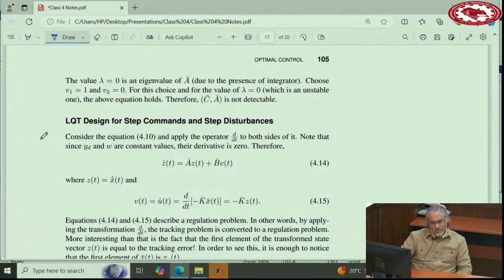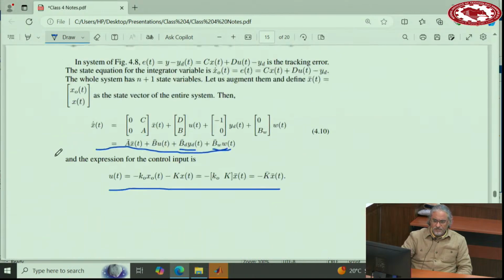Okay, yeah, it starts here. So this one. Now LQT designed for step commands, and we have different cases. We have step commands or sinusoidal in power systems. I will discuss both of them. Sinusoidal maybe not in this chapter, but when we go to inverters, I will discuss that there. So let's say yd is a step command here.